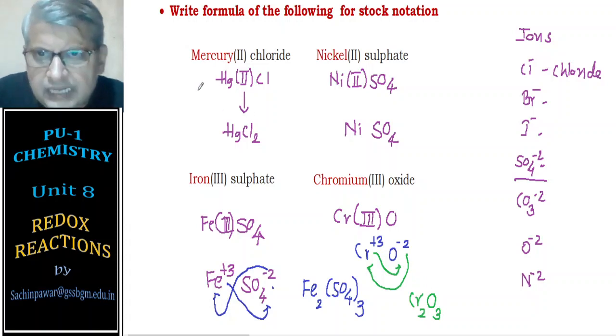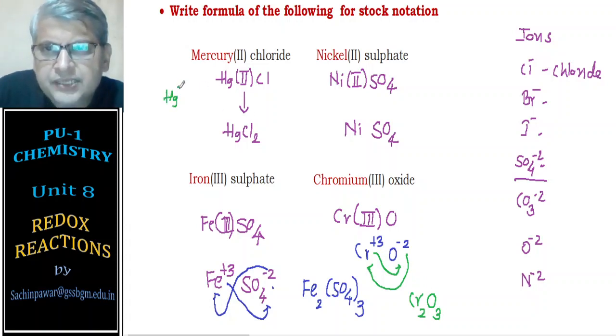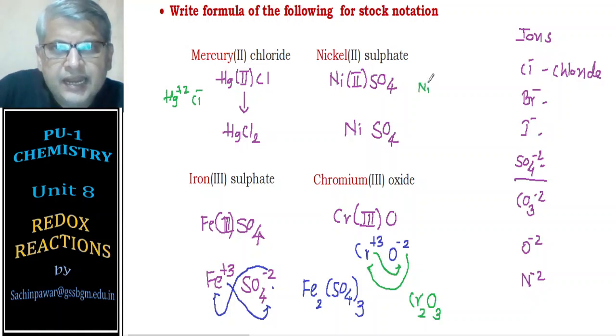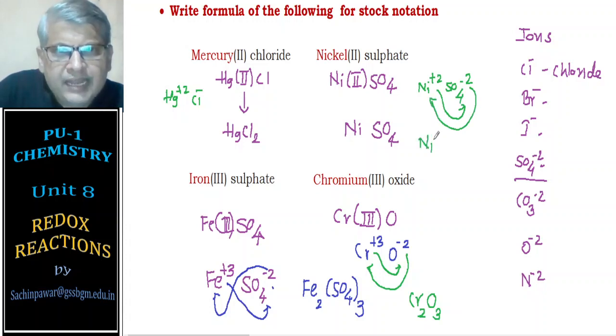I hope this is also clear. Here it is Hg plus 2, Cl minus. Here it is Ni plus 2, SO4 minus 2. So here the charges are balanced. 2 goes to the bottom. So Ni2 SO4 2.